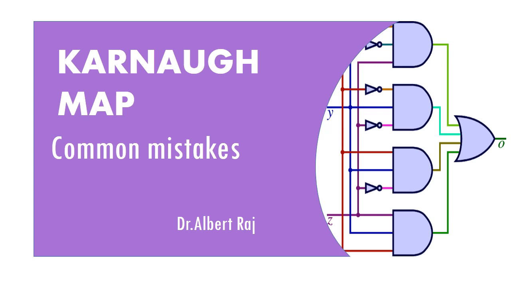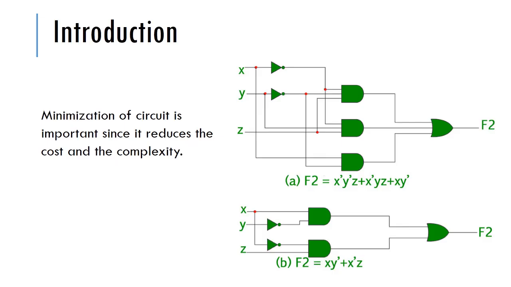In this video, I am going to explain the three variable Karnaugh map. Minimization of circuit is important since it reduces the cost and complexity. K-map is a method of simplifying the Boolean algebra. K-map reduces logic functions more quickly and easily compared to Boolean algebra.